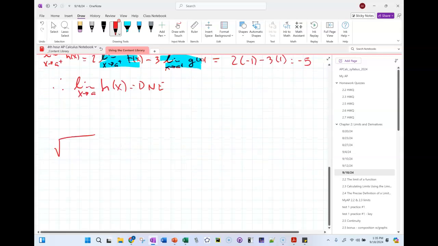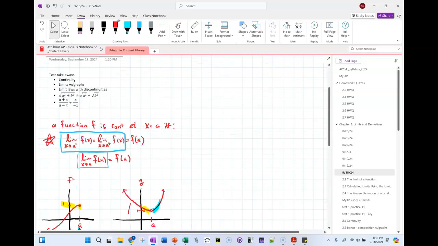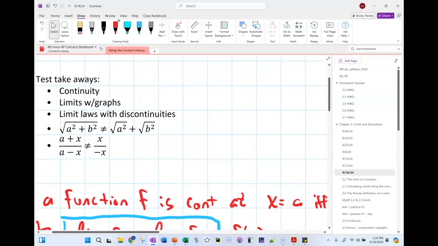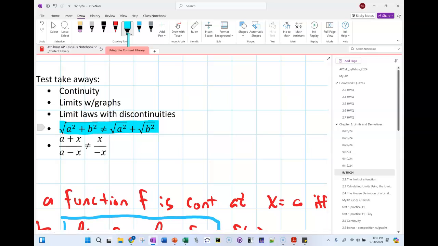Then I had this. I don't know, half a dozen of us tried to use this property. Is that true? It's only true if one or both of A and B are 0. Okay.